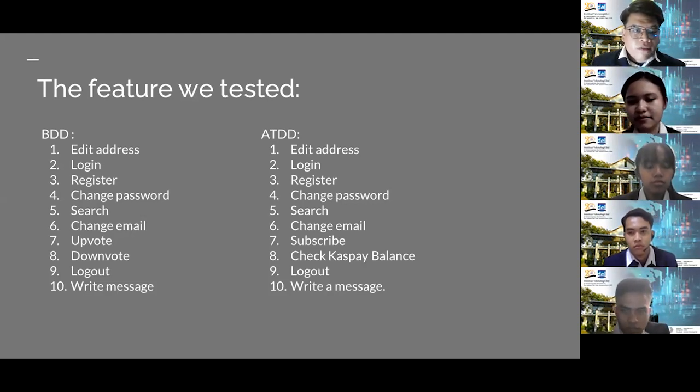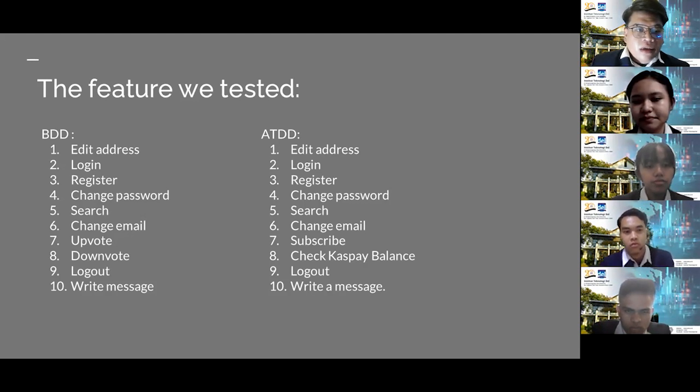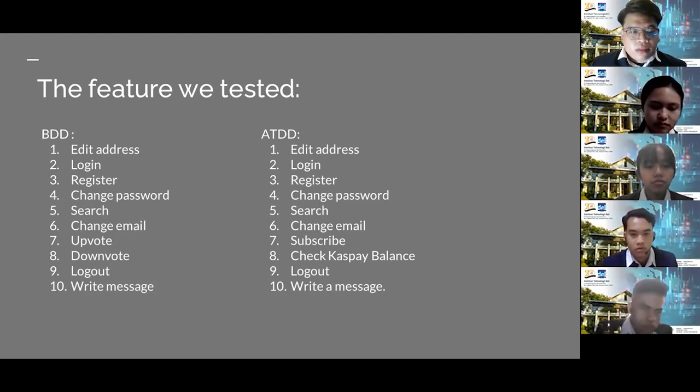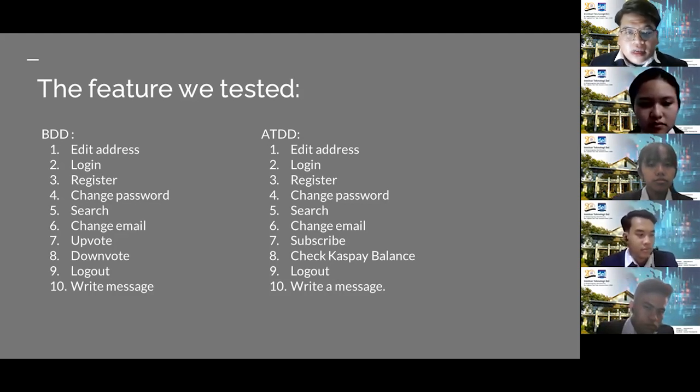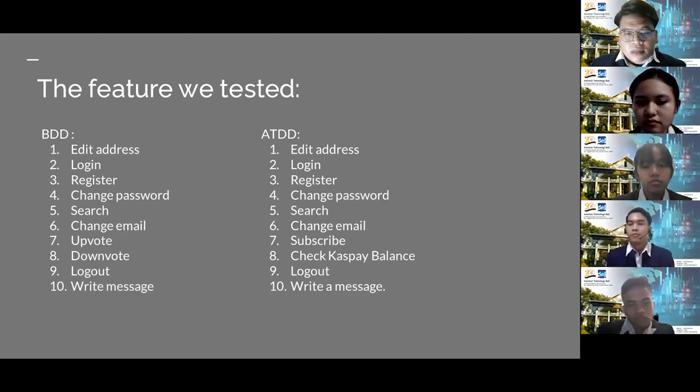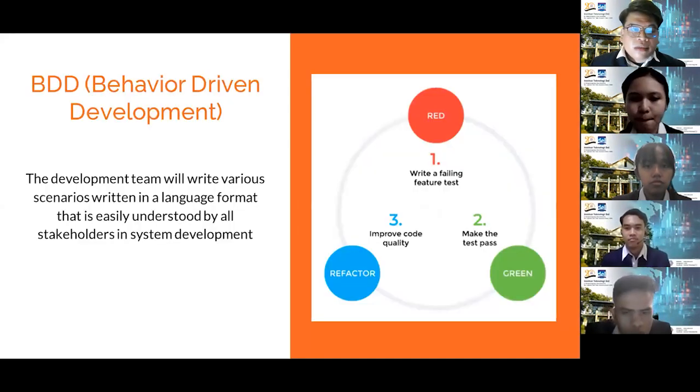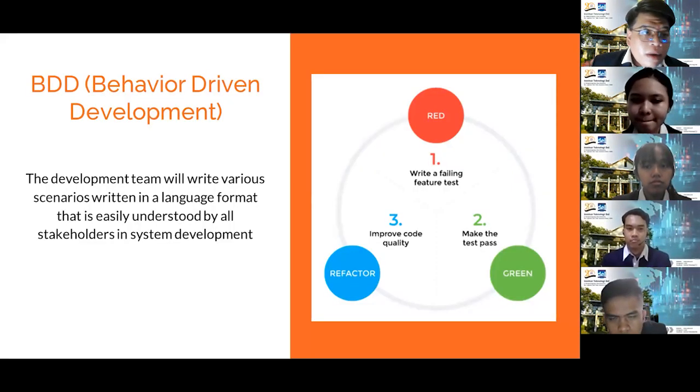Next, the features we tested for BDD are edit address, login, register, change password, search, change email, upload, download, logout, and write message. For the ATDD, they are edit address, login, register, change password, search, change email, subscribe, check cash pay balance, logout, and write a message. Next, we are talking about BDD, behavior driven development.